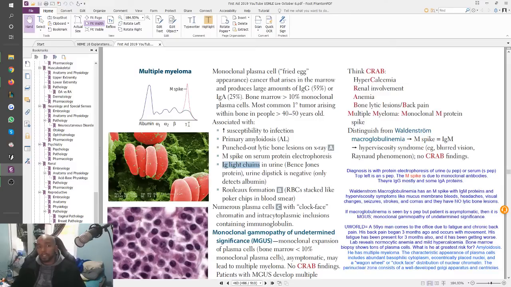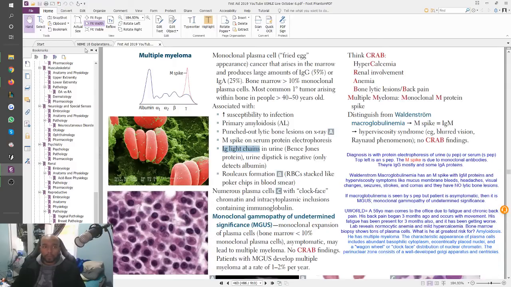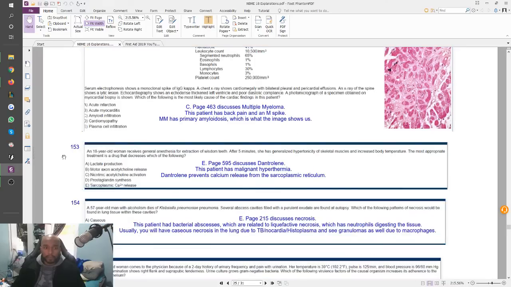You're like, yeah, IgG gamma is the M spike, but the M spike thing is the electrophoresis. In urine, you're going to find Ig light chains, also called Bence Jones proteins. But the urine dipstick is going to be negative, okay? Because urine dipstick really only detects albumin. And that's really all for this stuff. So it was a pretty easy question, not that bad at all.